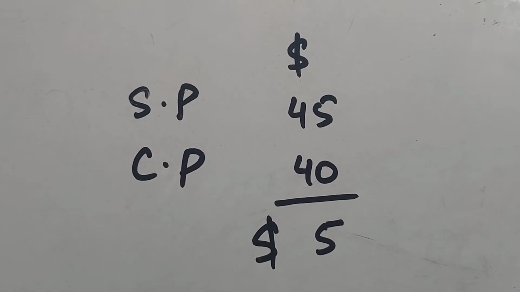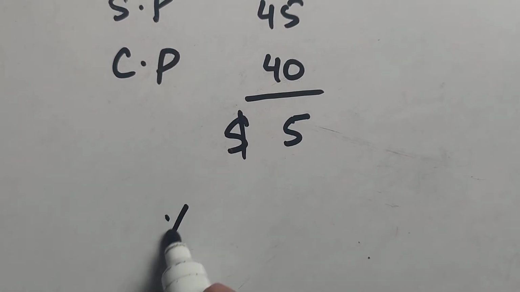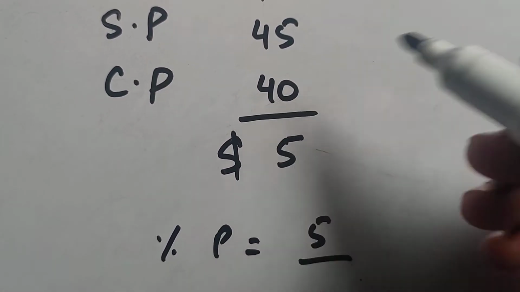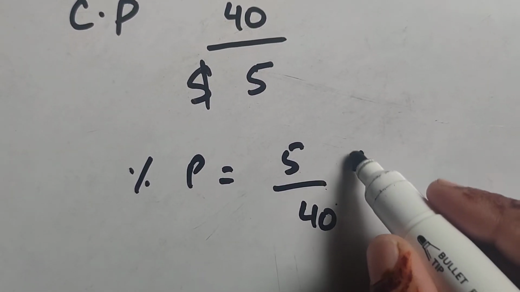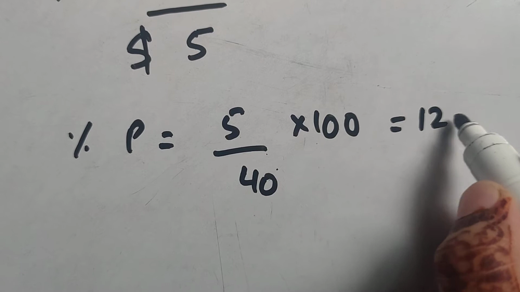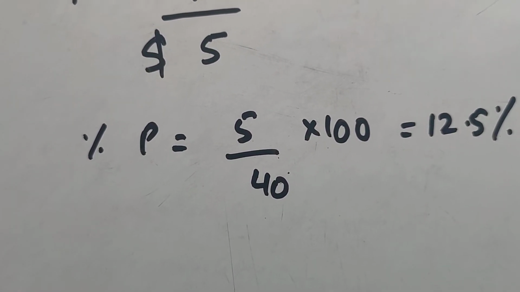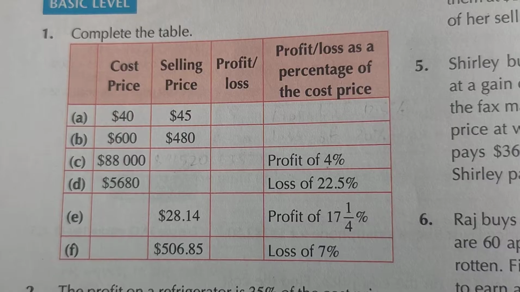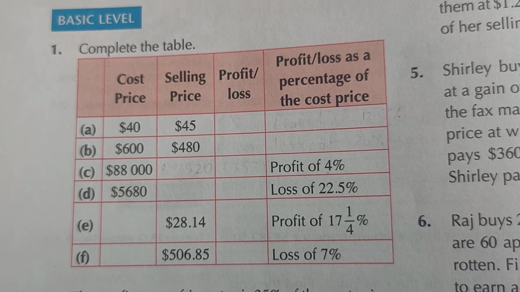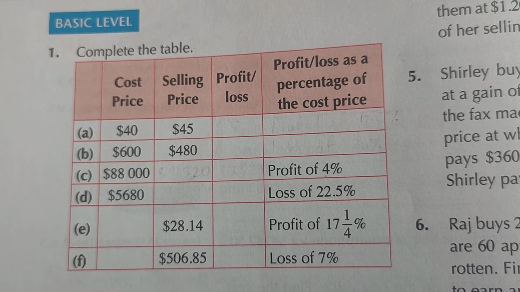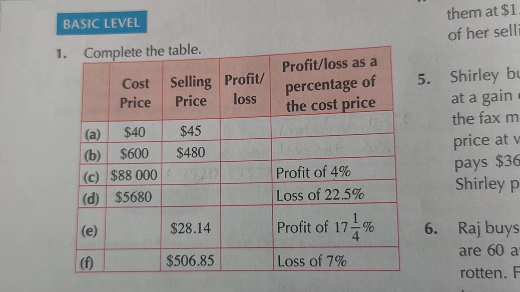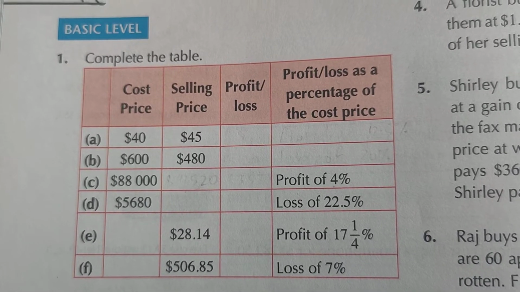This is the profit. And how to calculate the percentage of profit? Simple. We'll only divide this 5 with the cost price, which is 40, and then multiply it with 100. The answer is 12.5%. So this is the profit percentage. Now come to part B, where we have cost price 600 and selling price 480. This time this is vice versa of number A, because cost price is exceeding the selling price, so the manufacturer has made a loss. Let's see how much we have lost.